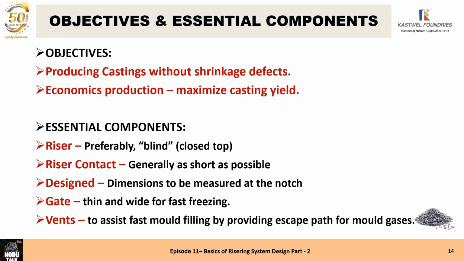The essential components of riser design are, first, the risers. Preferably we use blind risers. Blind means the risers are closed at the top. They are not open to the atmosphere. That's what we call blind risers. In the riser contact, the connection between the riser and the casting should be as short as possible. Then the design: dimensions of the risering design are measured at the notch. The notch is the point at which we cause the riser to break when we are separating the riser from the casting during the fettling operation. So the dimensions are to be measured at the notch, which is provided at the riser neck.